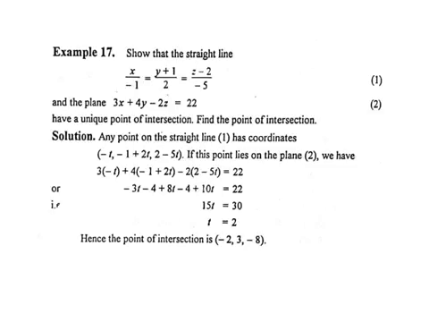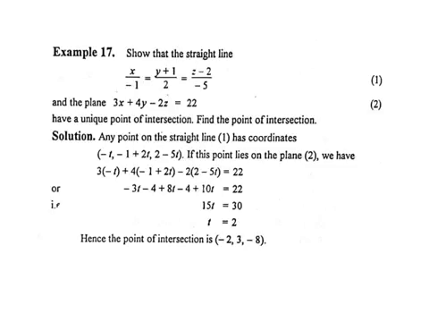Show that the straight line x over minus 1 equals y plus 1 over 2 equals z minus 2 over minus 5, which is the symmetric equation of the line, and the equation of the plane is given by 3x plus 4y minus 2z equals 22. Now we have to find the unique point of intersection between equation 1 and 2.